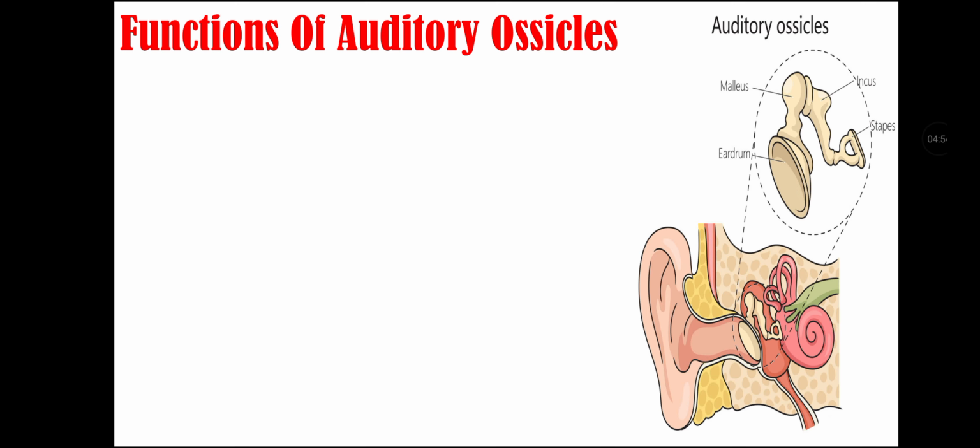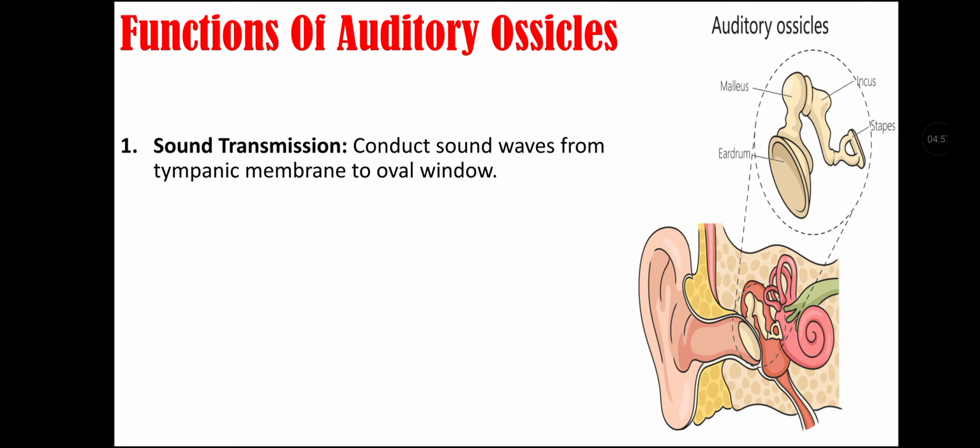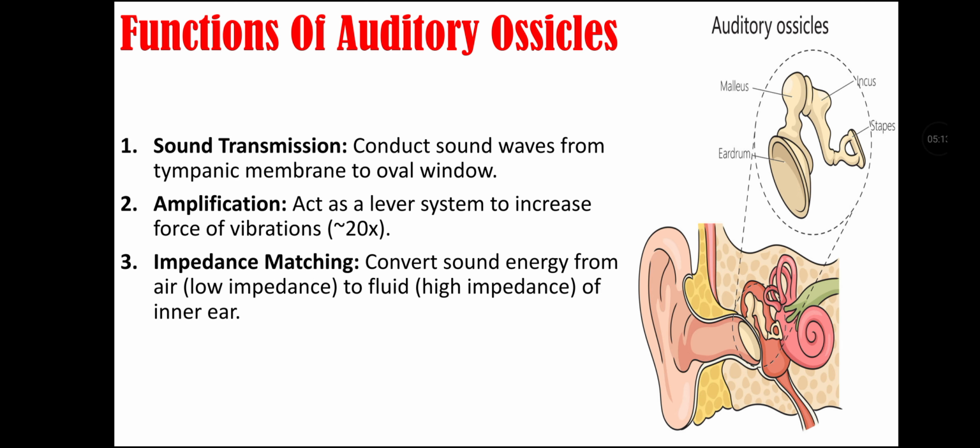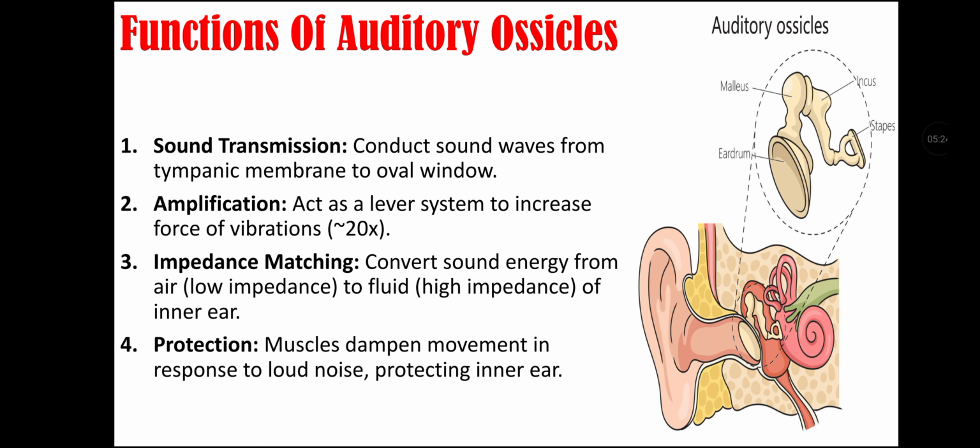Functions of auditory ossicles. First is sound transmission, as these ossicles conduct sound waves from the tympanic membrane to the oval window. Second function is amplification, as these ossicles act as a lever system to increase the force of vibration, almost 20 times. Third function is impedance matching, as they convert sound energy from air that has low impedance to fluid that has high impedance of the inner ear. Fourth function is protection, as the muscles dampen movements in response to loud noise, thus protecting the inner ear.